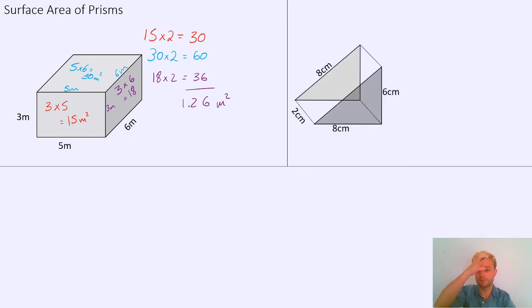Let's look at a triangular prism next. We're going to do a very, very similar thing. We're just going to go around and work out the area of every one of those surfaces, and then we'll add them up, and that's the surface area.